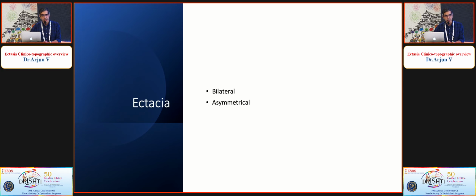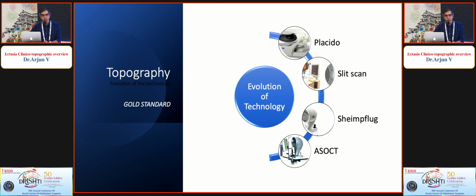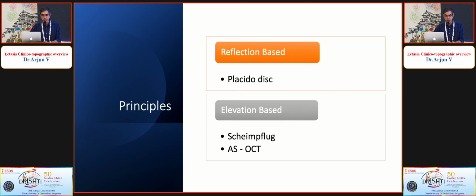So ectasia is mostly bilateral but mostly asymmetrical. And topography has been the gold standard in evaluating any ectasia and also understanding the progression. Topography has evolved from the Placido's disc all the way to the present generation ASOCT devices. The basic principle remains the two: the reflection based and the Scheimpflug based or elevation based, which includes the Scheimpflug or the ASOCT based devices.